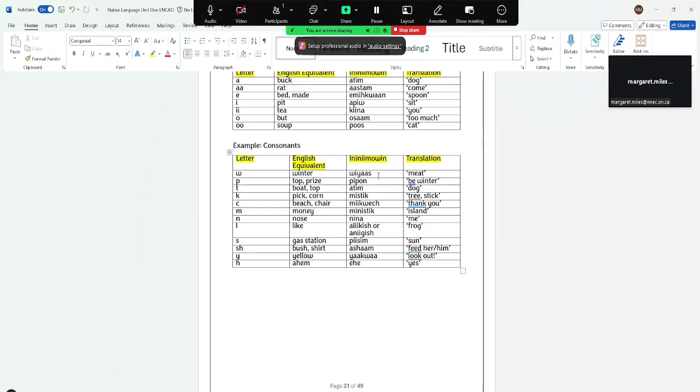Next letter, S, English equivalent, gas station. Cree word, besom, meaning sun.